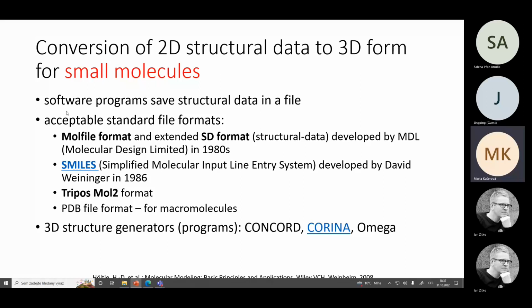As for the formats, some general formats for the storage of structures are, for example, MOL file, molecular file format, or SD format, which is structural data format. The PDB format is used in the PDB database. We will be talking about it today.